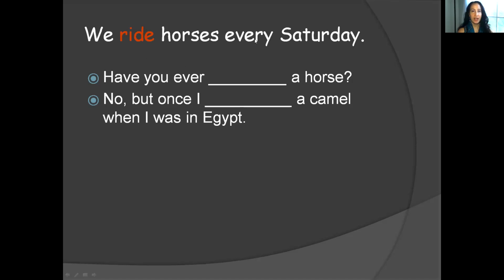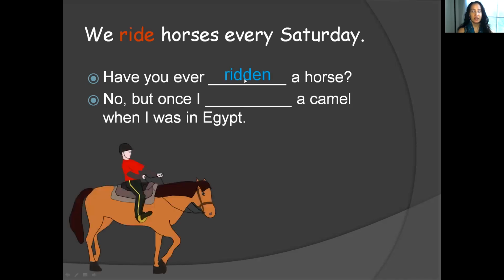We ride horses every Saturday. Okay, so now you know this is present tense. We ride horses every Saturday. Have you ever blanked a horse? No, but once I blanked a camel when I was in Egypt. So what could this be? What is the irregular verb in this sentence using ride? Have you ever blanked a horse? Have you ever ridden a horse? Here we go. Have ridden.